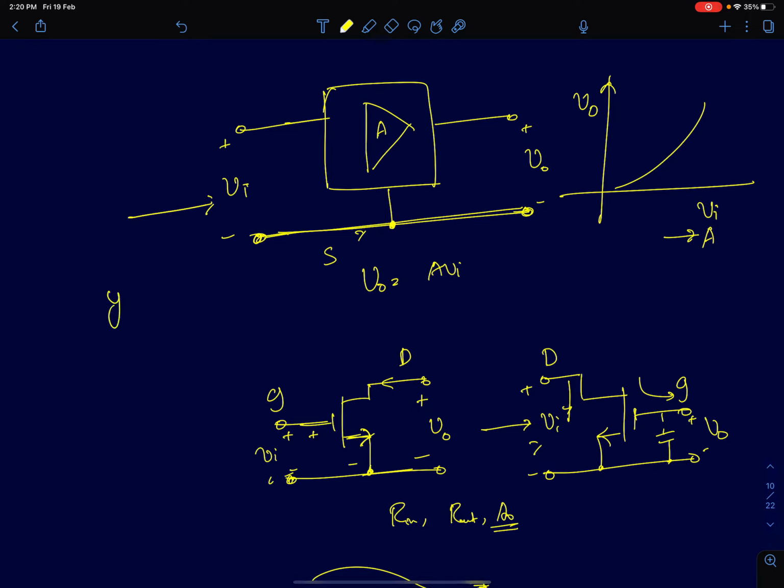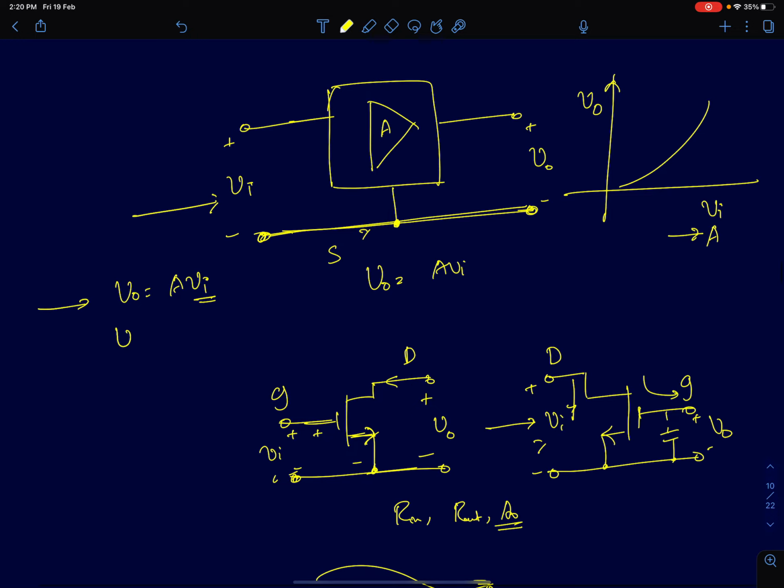For example, if you have a linear system of this type, y equals ax, or rather let me write v naught equals a times vi. If the system is characterized by an equation like this, then the gain is simply a, and it is independent of what input voltage we apply. But now let's assume the system is of this type, where you have a vi plus b vi square. So it has a nonlinear dependence on the input voltage.